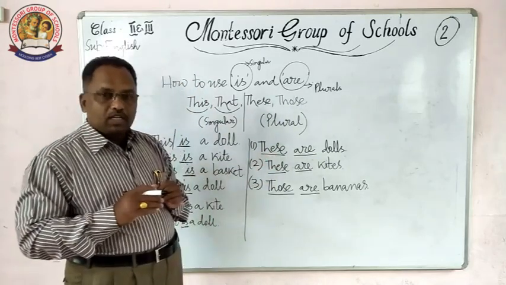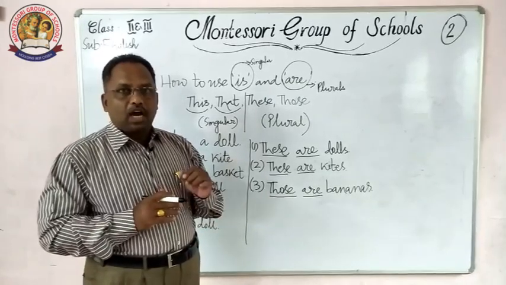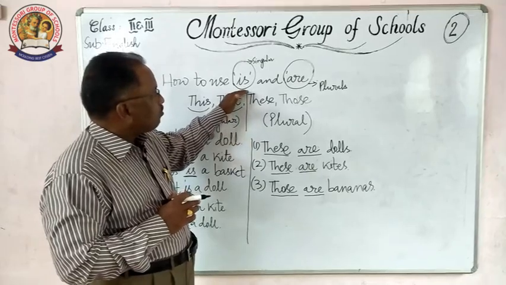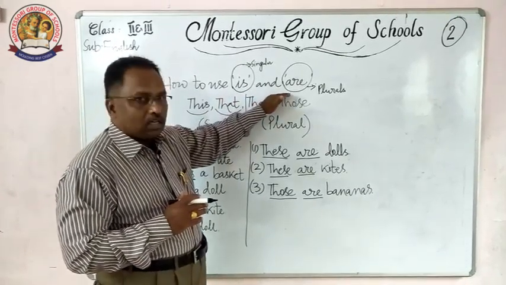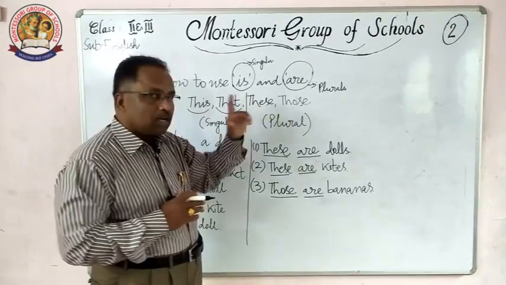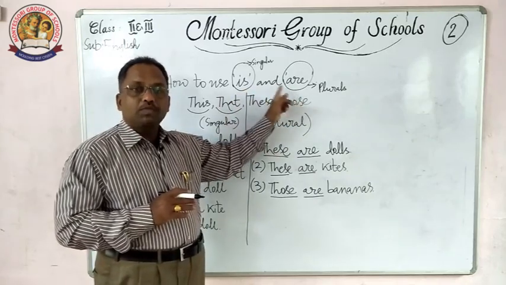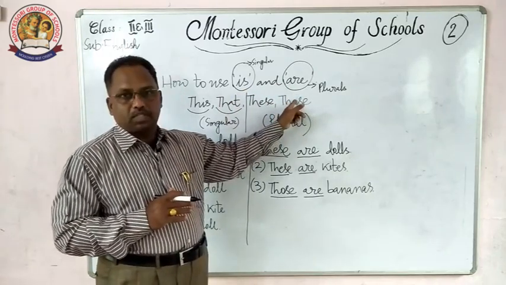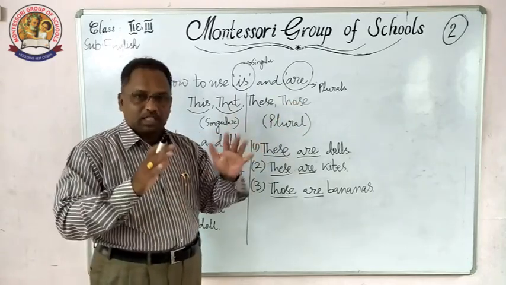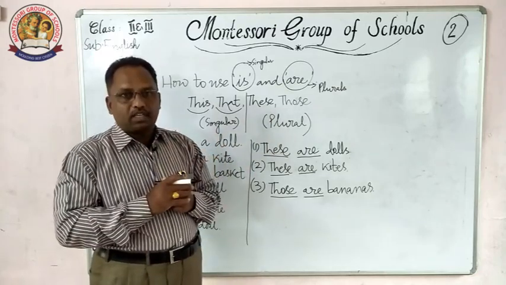Now we will go for the next topic in our next class. I hope children you have understood the usage of is and are with the pronouns this, that, these, those. Remember, these are verbs, or we can call them helping verbs. I think you have already learned parts of speech. So if you recollect it, you will get the point.